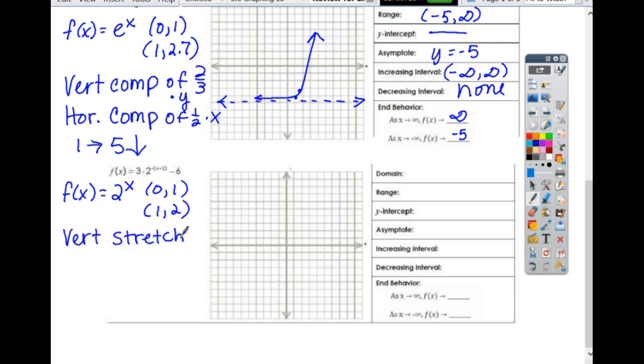So I'm going to get a vertical stretch of 3, which is times y. I'm going to have a reflection over the y. I'm going to move 2 to the left and down 6. So my asymptote is going to move down 6.